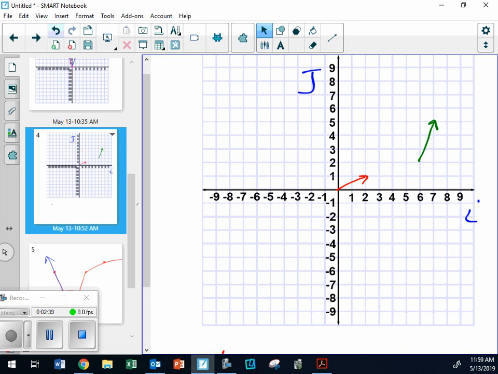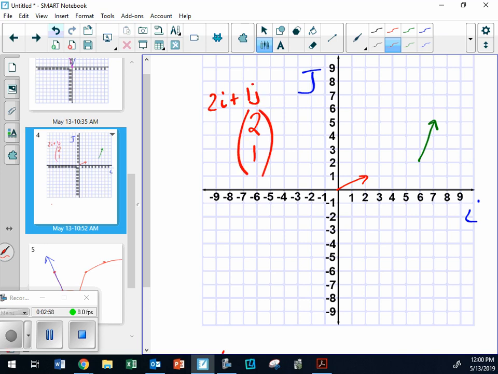And let's say I called it 2, 1. Do you get what I'm doing there? The red one is 2, 1. Another way to write that is 2 in the I direction plus 1 in the J direction. But 2, 1 is so much cleaner and easier to write. We usually use what's called column form. So that red one, 2, 1. Does that make sense to you? If I moved it here, isn't it still 2, 1? Yes, it is, because it moves over 2 and up 1.